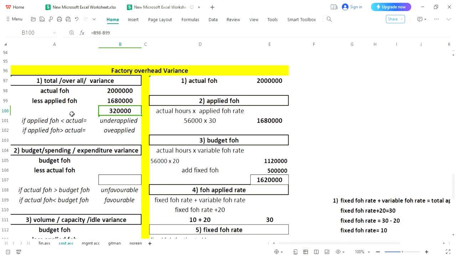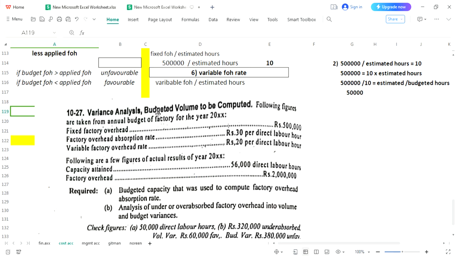Now it's time to conclude as well by focusing upon applied FH. Applied is 16, actual is 20. So applied is less, you can conclude it is under applied total variance. That's all. Under applied 3 lakh 20,000. So here you can see 3 lakh 20,000 under applied. First requirement was under or over applied FH, which was 3 lakh 20,000. So it means we are okay with that.